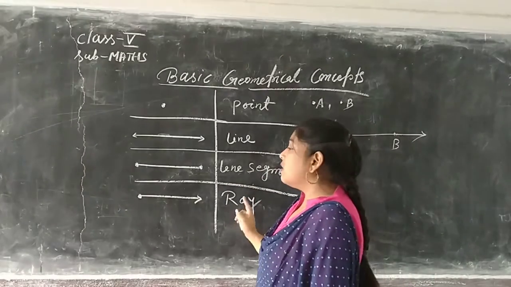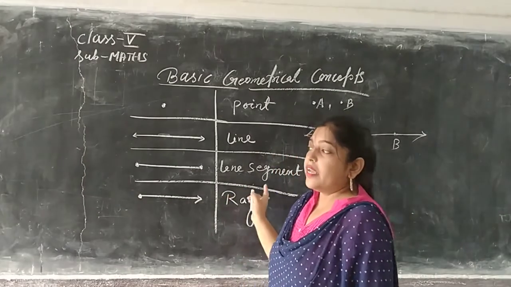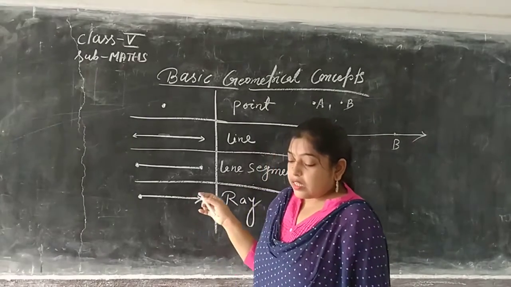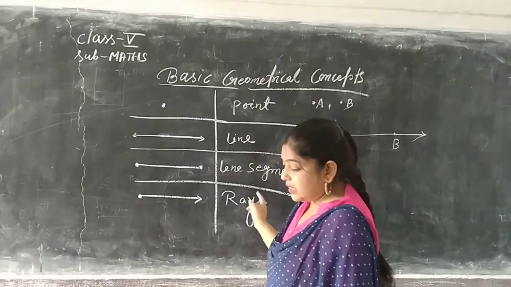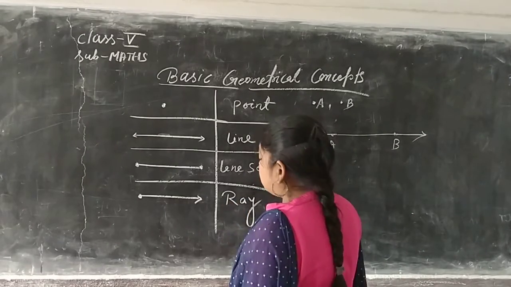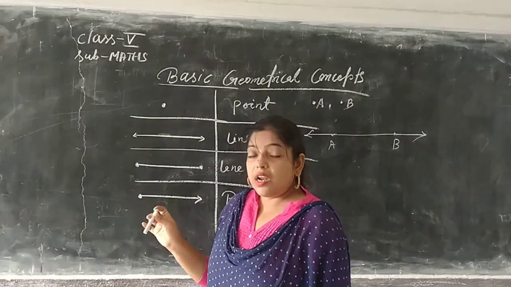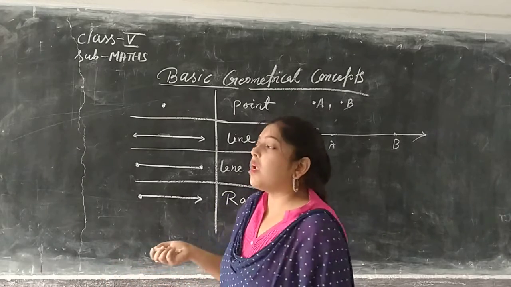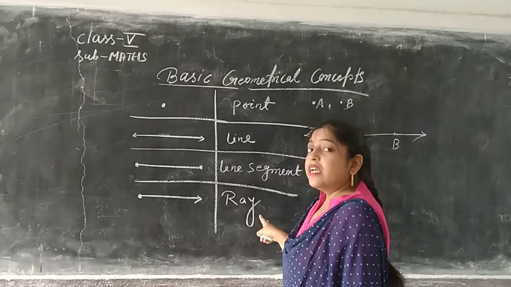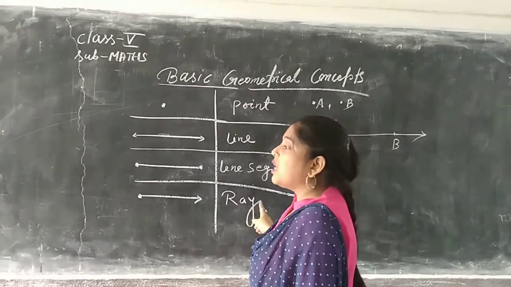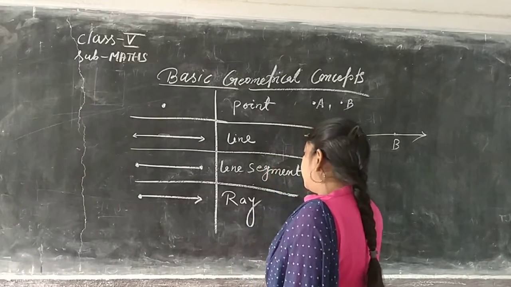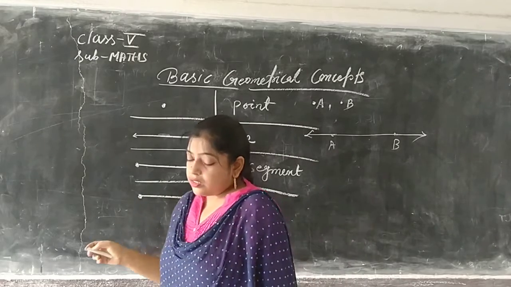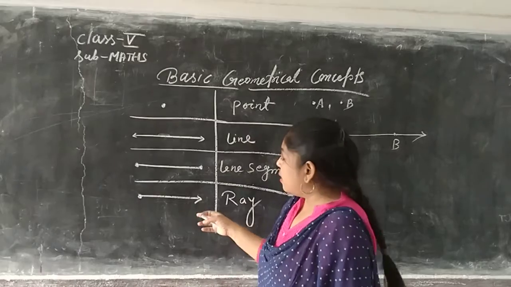Next, what is a ray? A ray is also a part of a line, such as the rays of the sun or a torch of light. So this is the example of a ray, meaning a ray has one starting point. So this is called a ray.